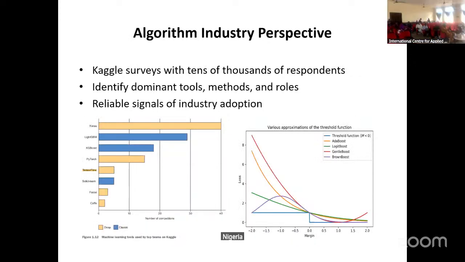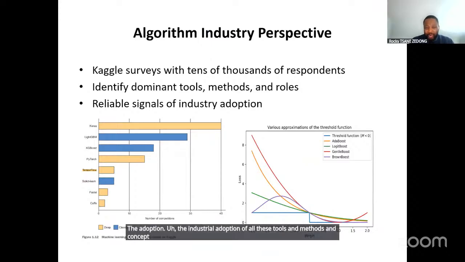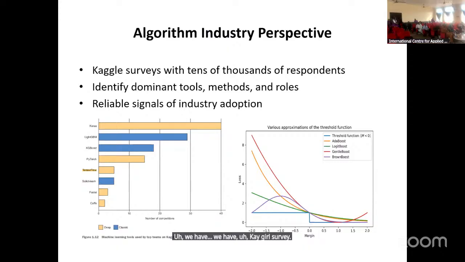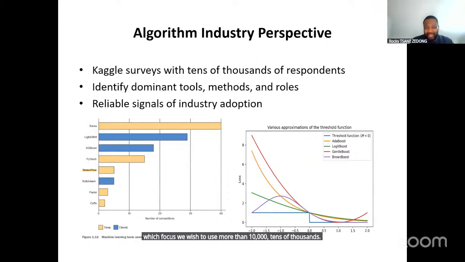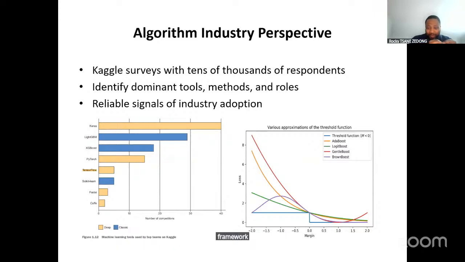Nigeria. To assess the industrial adoption of all these tools, methods, concepts and roles, we have the Kaggle survey, which used more than 10,000 respondents, and assesses which tools are usable right now, in real time. So it's very important to assess in real time which framework is the best for the current time.